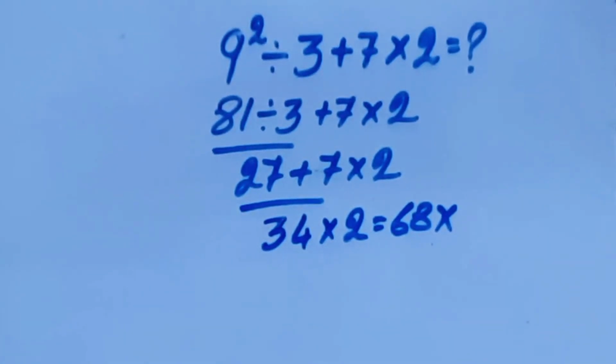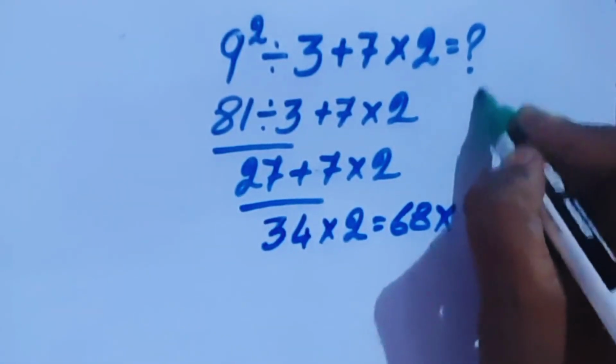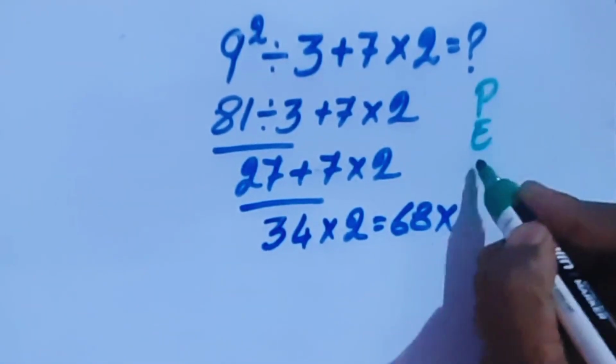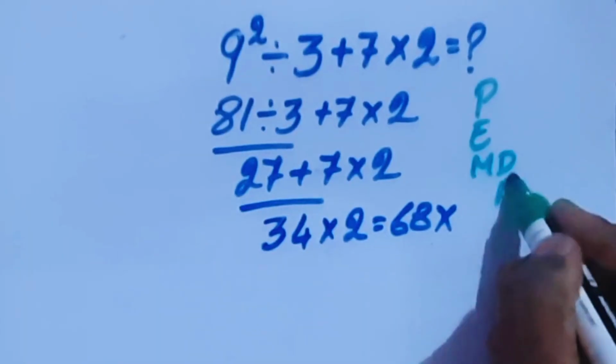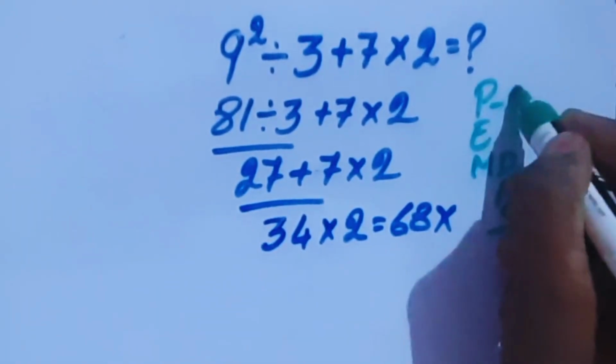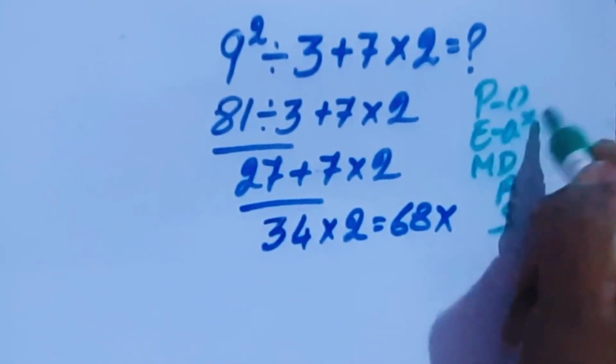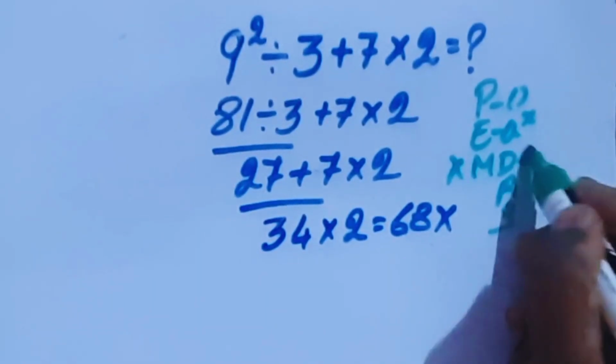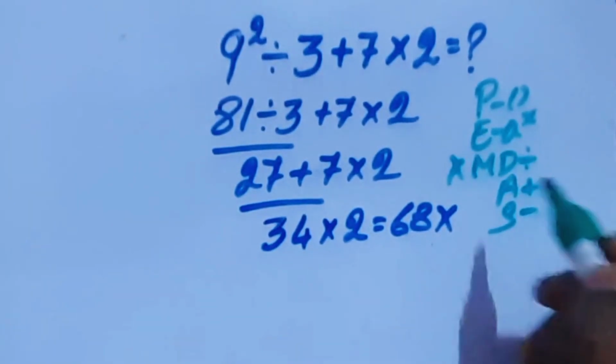As per this order of operations PEMDAS, 68 is the wrong answer. Here we are going to introduce this PEMDAS rule from order of operations. Here this is a bracket, higher priority. This is an exponent. M stands for multiplication, D stands for division, A stands for addition, S stands for subtraction.